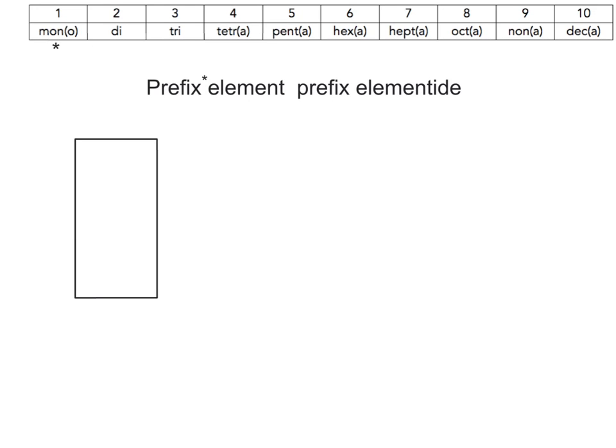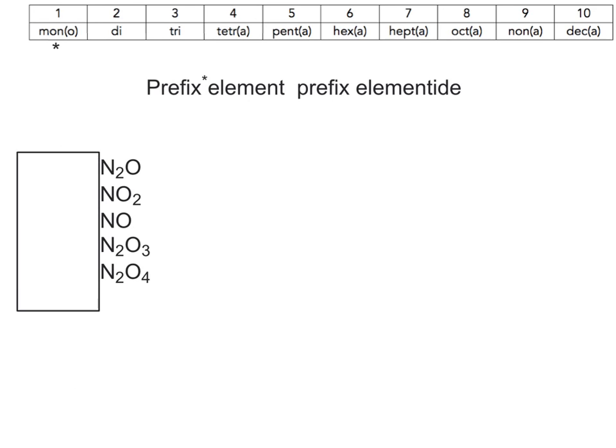You might have noticed that there's an asterisk by the prefix before the first element, and there's also an asterisk by mono. If the first element has only one atom, then we do not need to use the prefix mono. Mono is understood. Let's see how these naming rules work with the compounds from the previous page. The compound containing 2 nitrogens and 1 oxygen would be dinitrogen monoxide. You'll notice I chopped off the O from mono and it became monoxide instead of monooxide.